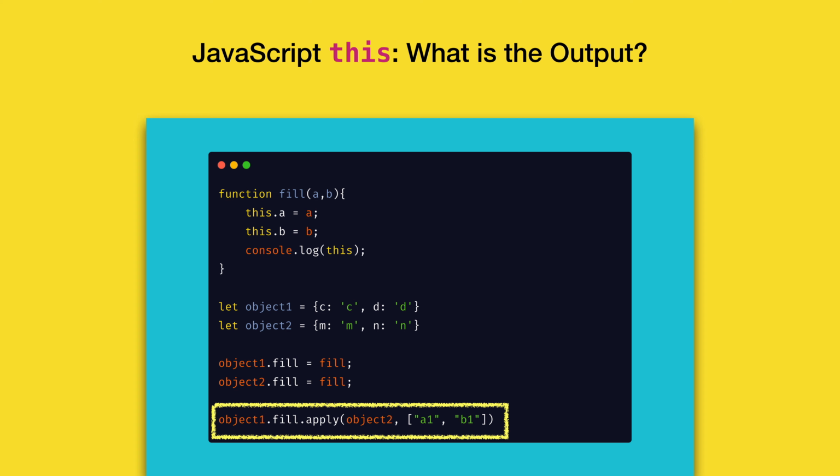by calling the apply method. This apply method is available on all functions, and its job is to call a function with a given this value. In our case, the function it'll call is fill, and we pass object2 as this value. Fill function also needs two arguments that are passed as an array.